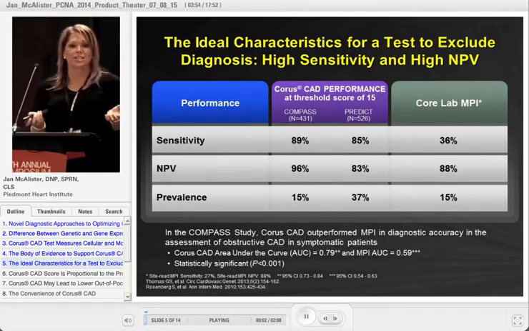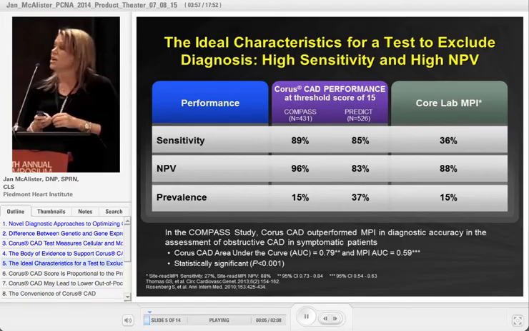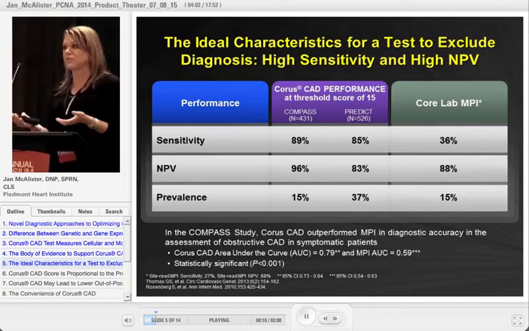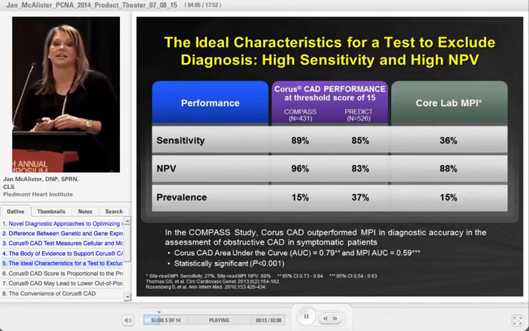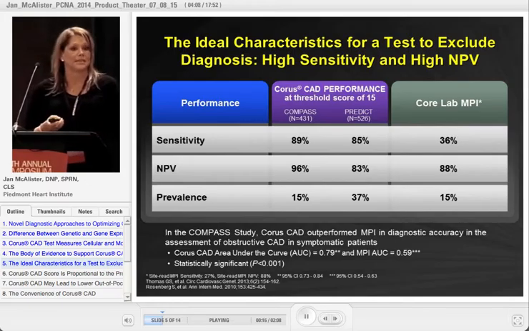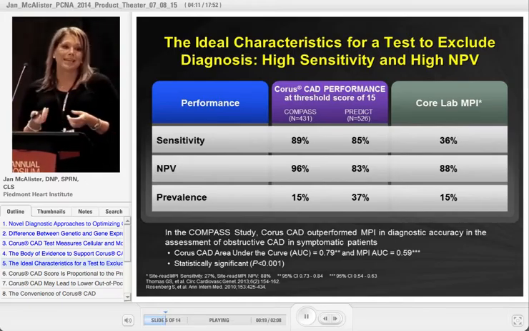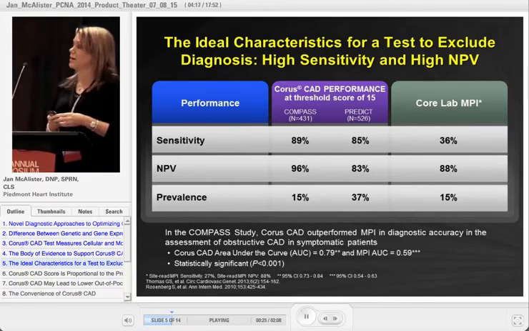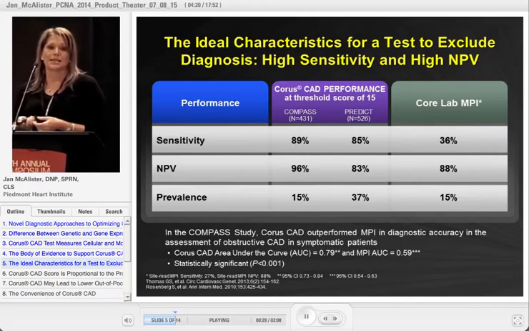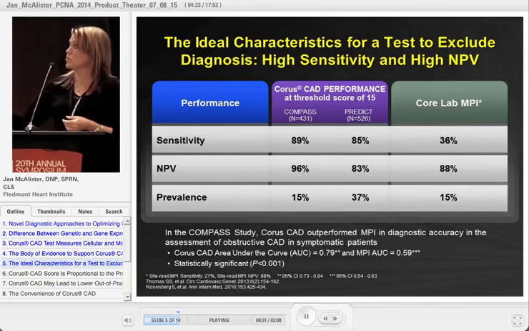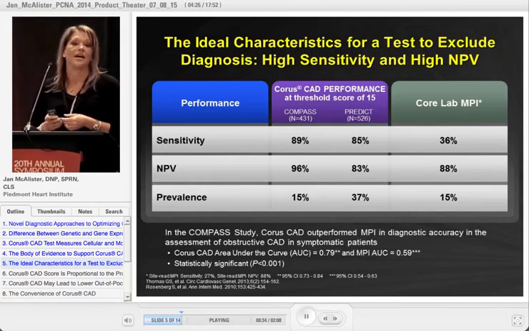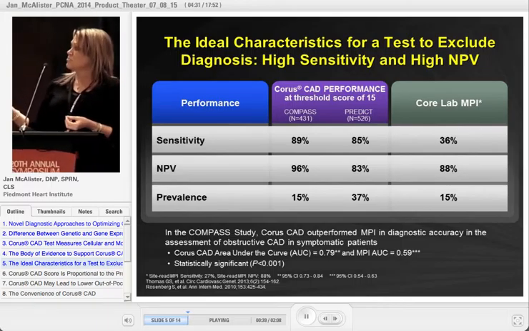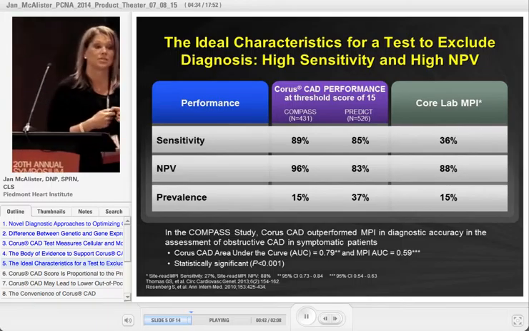If you look at the test, you want to make sure that it's highly sensitive, which Chorus has proven to be, and that it has a high negative predictive value, which was discussed previously. Going back and reviewing those research studies, the Chorus CAD test has been proven to be highly sensitive, up to 89% sensitivity. Negative predictive value is 96%.